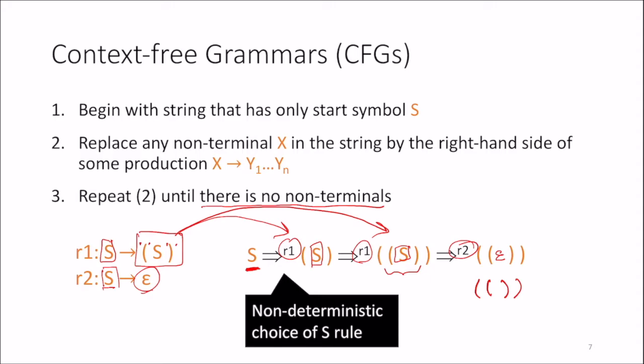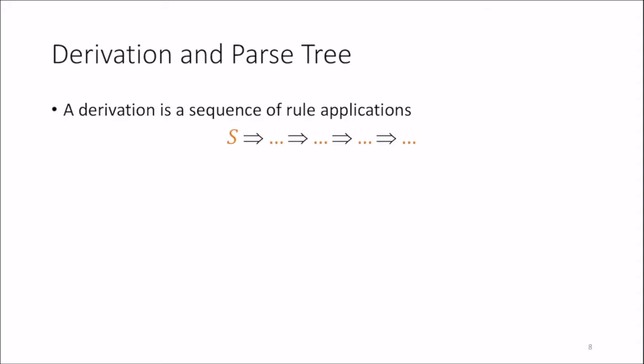So if you choose 3 applications of R1 and then R2, you would end up with 3 open parentheses and 3 closed ones. Notice that the grammar always makes sure that the opening parenthesis matches the closing parenthesis because they're introduced in the same rule. So this sequence of rule applications is what we call a derivation.